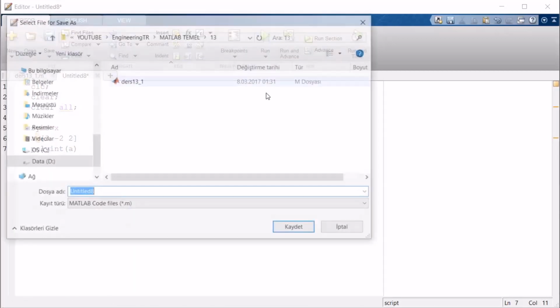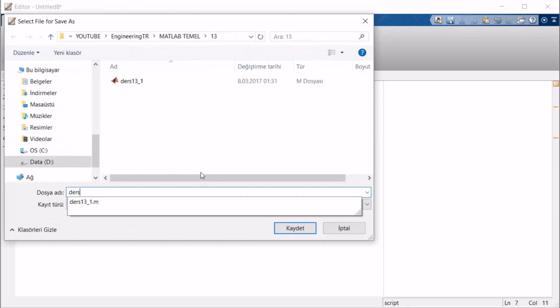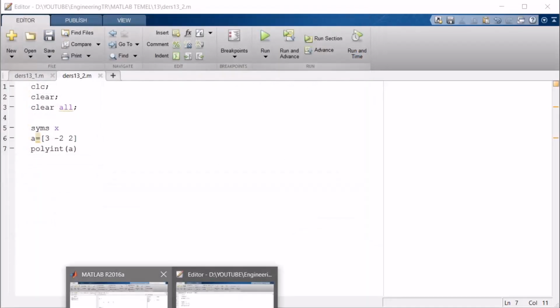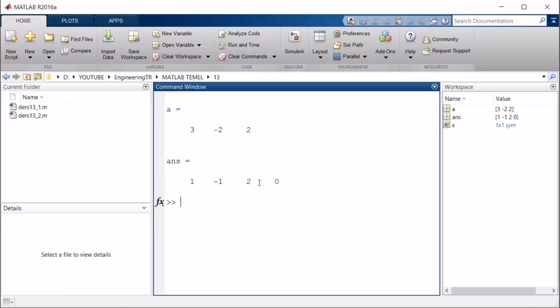If you want to find it, let's call it lesson 13.2. As you can see, 1 minus 1, 2, 0. I see this here now. I count from the far right. I say x upper 0, x upper 1, x upper 2, and x upper 3.